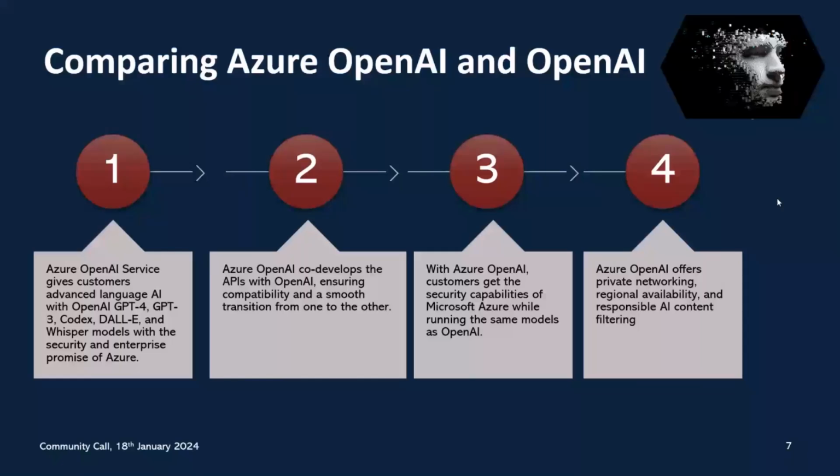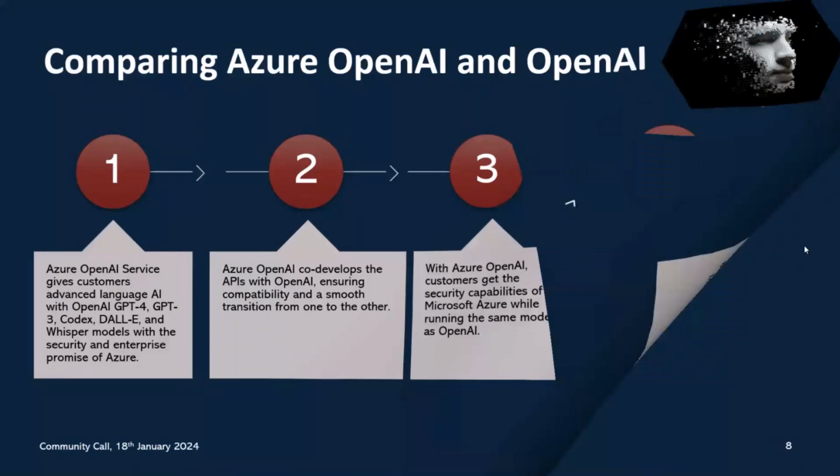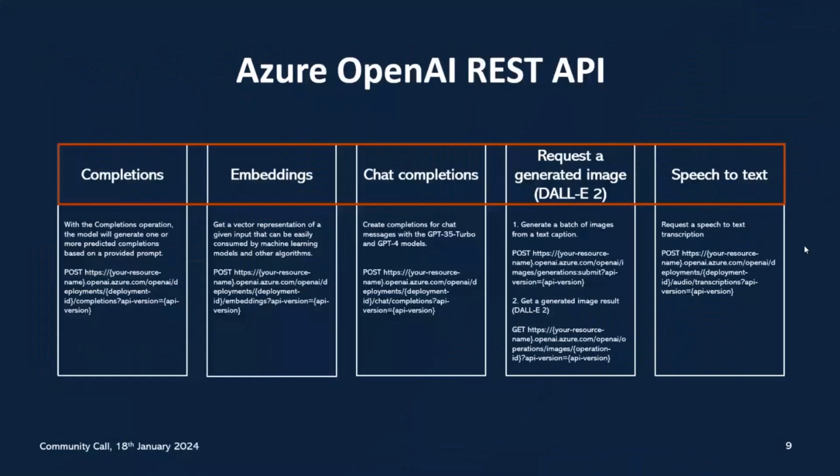Another big thing is you have all the security intact, which Azure already provides. So it is co-developed with OpenAI, but Microsoft has added new features as well. Azure OpenAI also offers you private networking, regional availability, and obviously responsible AI and content filtering, just like I mentioned. These are the services. I'll skip the slides and come straight to the important factor, which is the REST API, which we're dealing with today.